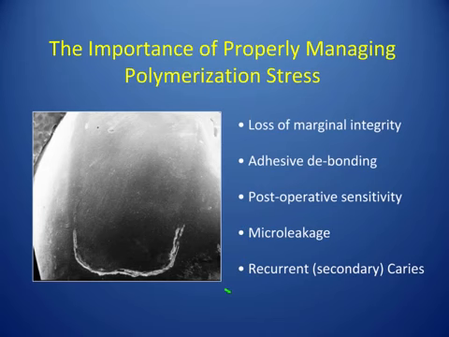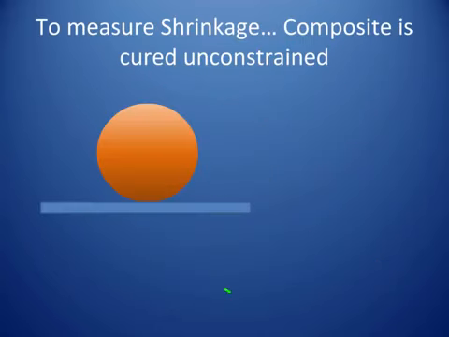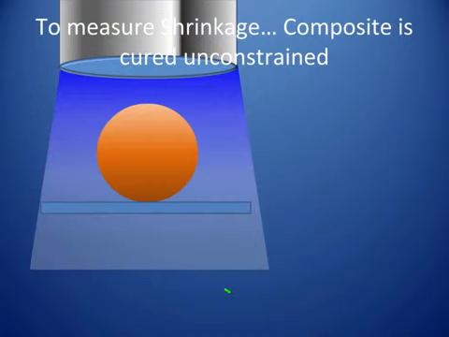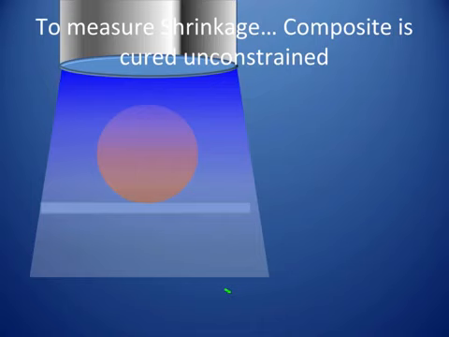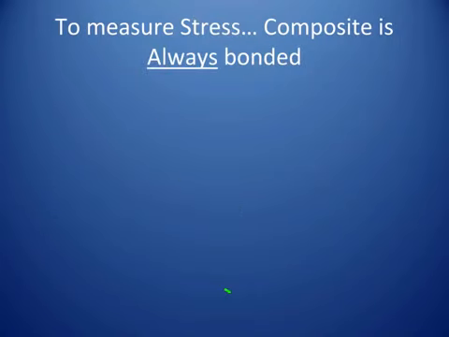As a definition, shrinkage is the process of volumetric contraction upon curing, and stress is the force that shrinking composite exerts on the tooth. The way we look at volumetric shrinkage is that it's measured when the composite is unrestrained. So what we do is take a volume of material and apply a light source to it. We take a volume of that material pre-light application and then post-light application. The difference between those two measurements is volumetric shrinkage. That's interesting, but in reality, we never apply composite into the tooth that way. Composite is always bonded to the tooth. So there's a much more relevant mechanism to look at, and that's stress.